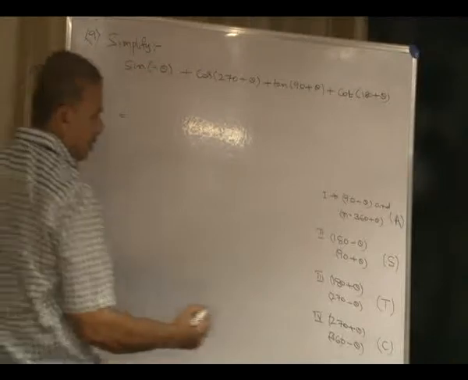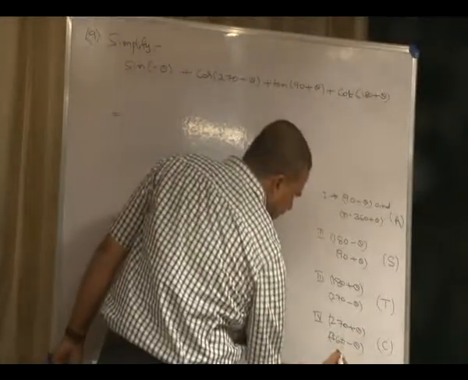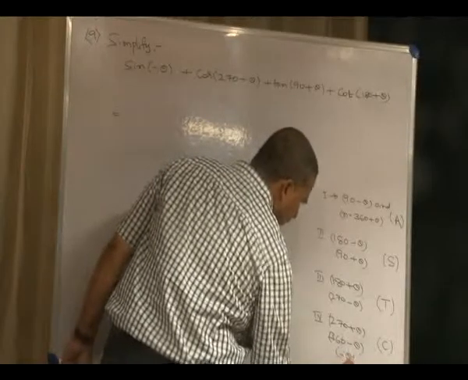The fourth quadrant angles are 270 plus theta, 360 minus theta, and also minus theta, that is in the fourth quadrant.